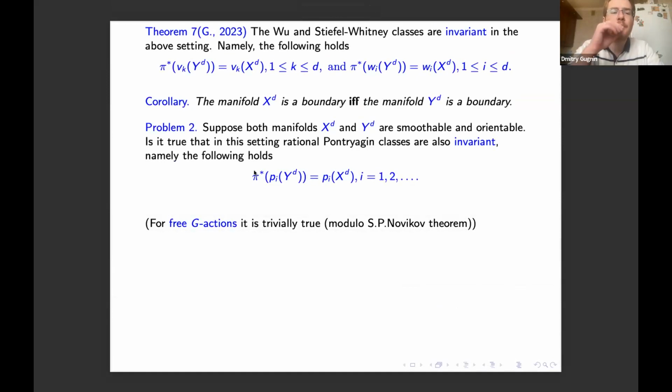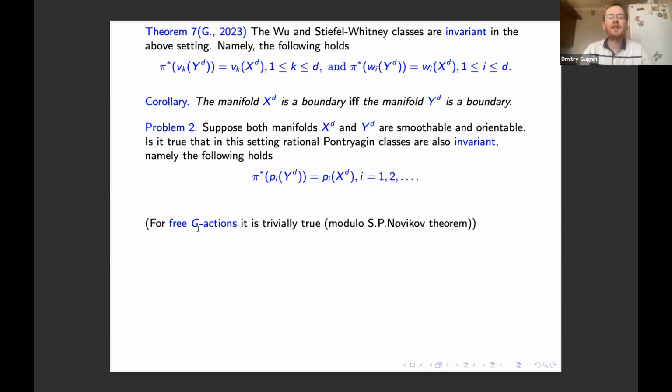And here I want to pose the following interesting problem. Suppose both manifolds are smoothable and orientable. Is it true that in this setting rational Pontryagin classes are also invariant, namely, they are mapped onto each other? So P1 of Y is mapped to P1 of X, P2 of Y is mapped onto P2 of X, etc.